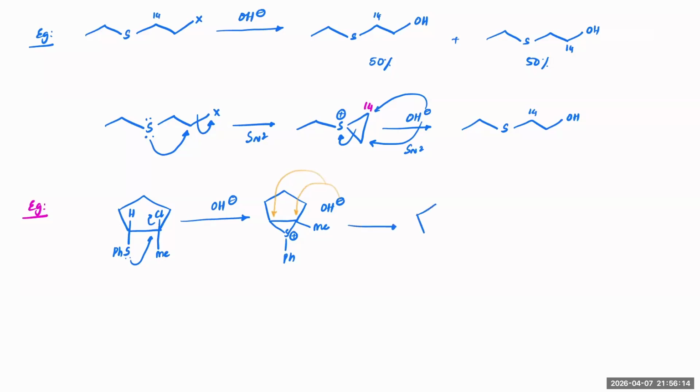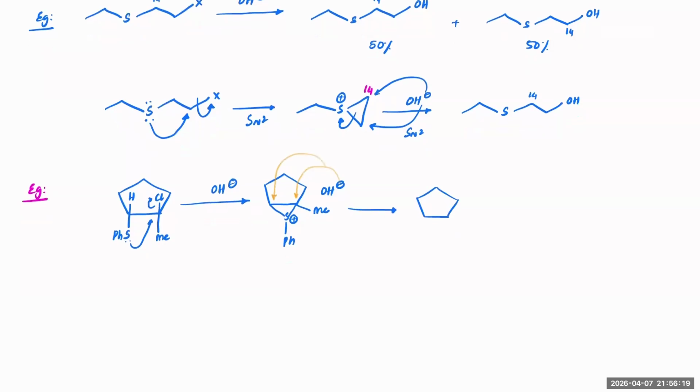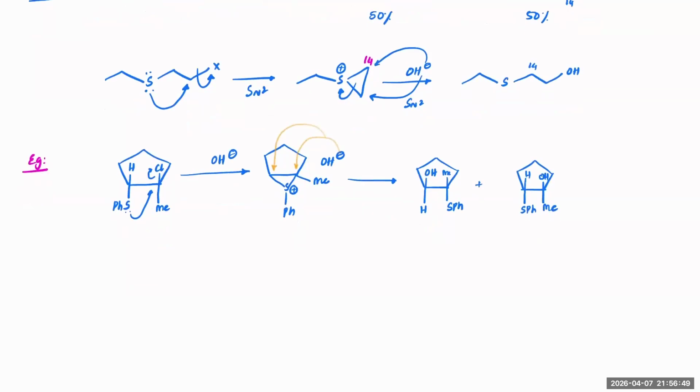So what do I get here now? Suppose OH minus comes here like this, then H will come down, SPh will be here and methyl will be here. This is one product. Another product will be when SPh, which was supposed to be on this position earlier, comes back, and OH will be back to the same position where it belongs. So these two products are possible.